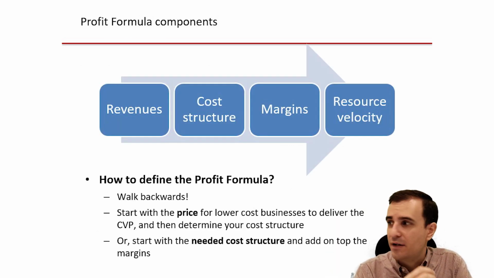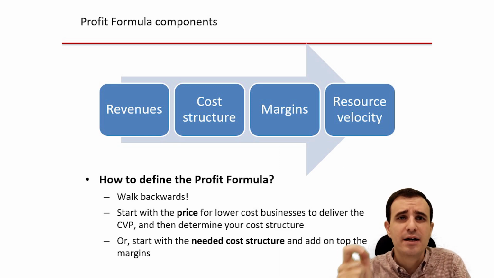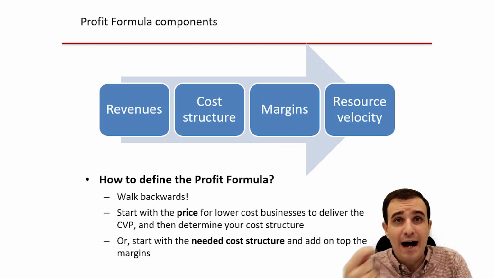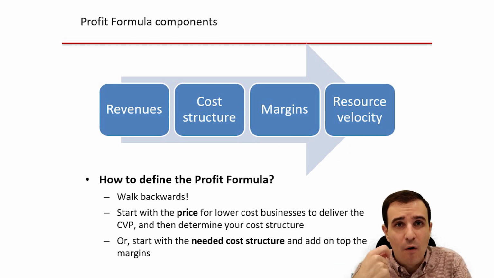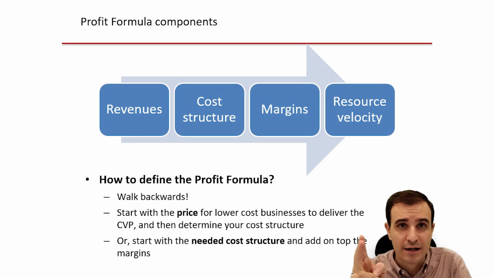Second concept is the profit formula. So profit formula is basically how we create value for us, whilst we also create value to our customer. And there are 4 essential components of our profit formula. Components are revenues, cost structure, which we identify in the business model canvas I showed you earlier, the margins and resource velocity. So how you deploy your resources, how fast you deploy your resources.